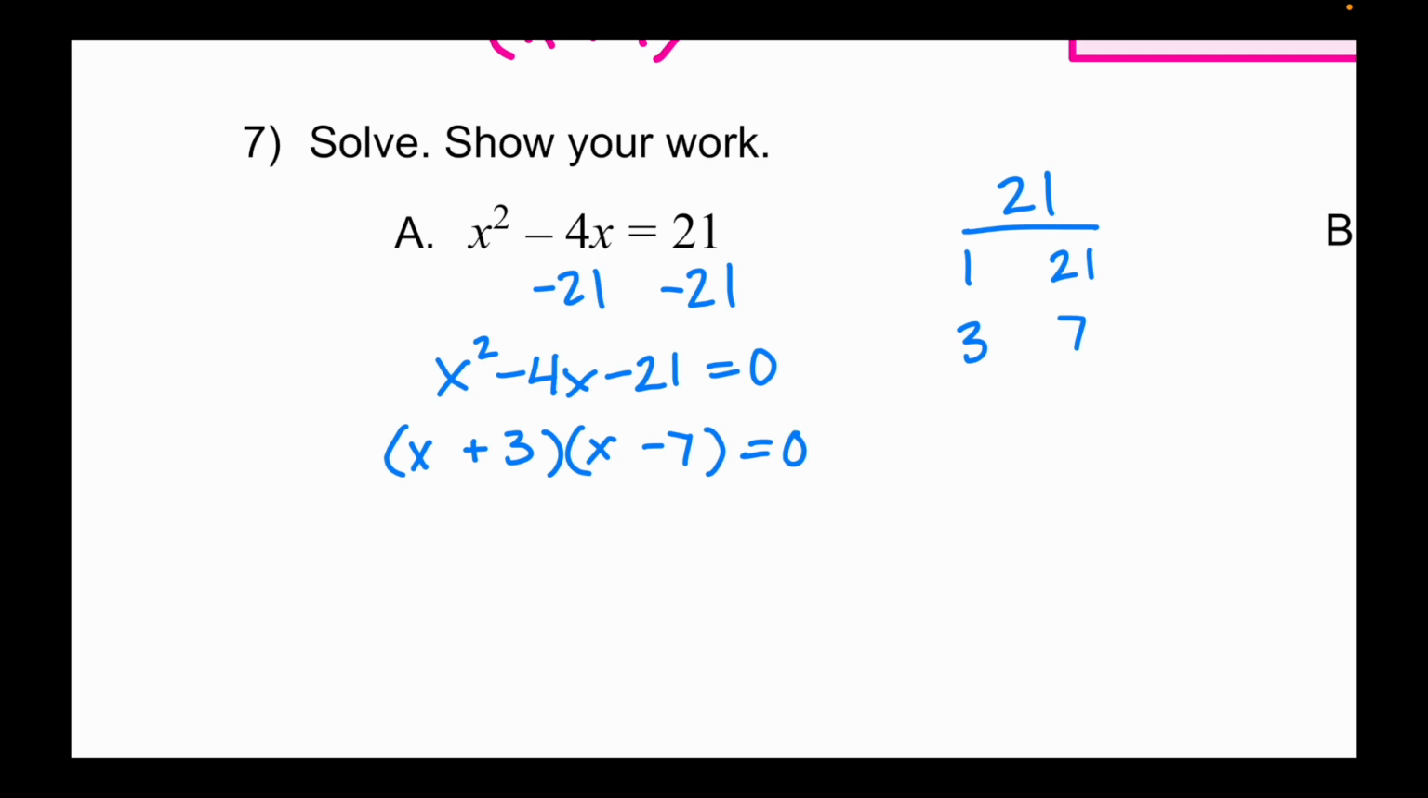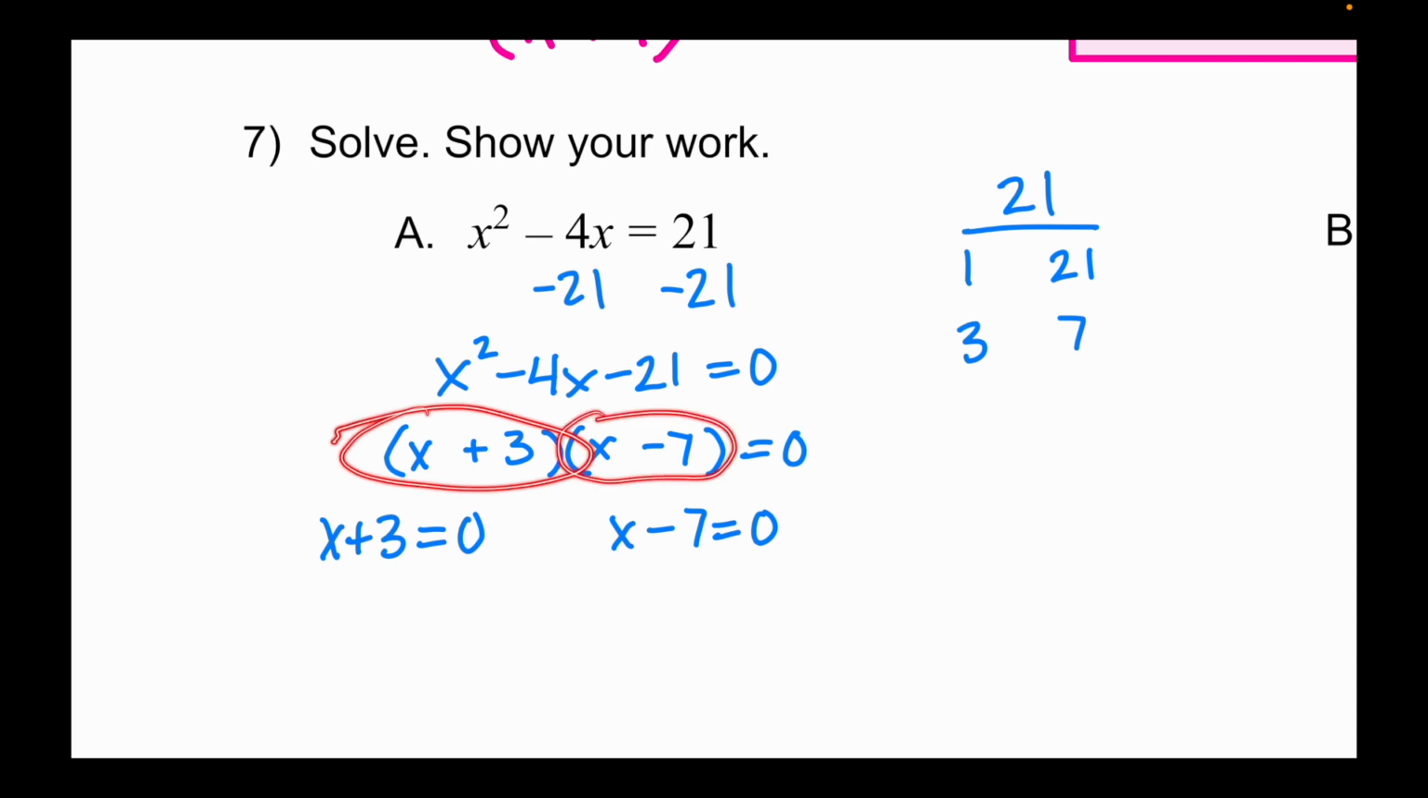And now we are not done, because anytime we have an equal sign, we need to solve for x and give a number where we have x equals. So we're going to say x plus 3 equals 0, and x minus 7 equals 0. Because we have this piece here multiplied with this one creating 0. The only way to do that is if one of those is actually 0, but we don't know which one.